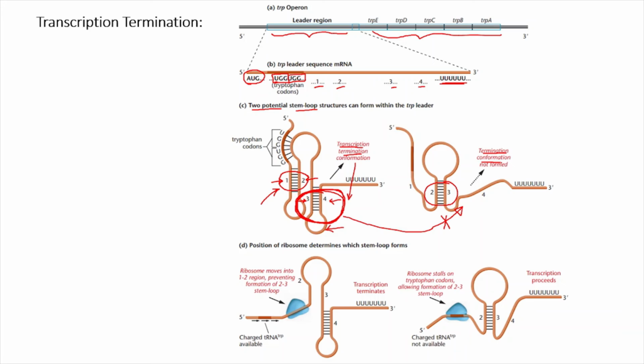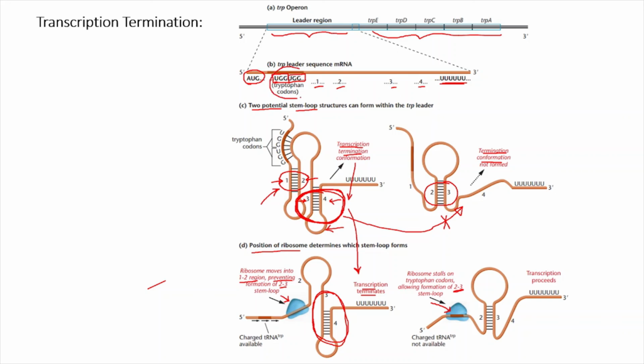Another factor that affects transcription termination is the position of the ribosome. If the ribosome sits on the region between 1 and 2, this prevents the formation of the stem loop structure within 2 and 3. As a result, what happens? The 3 and 4 stem loop structure forms. So a stem loop structure forms within the region 3 and 4, and just as I have already explained, this brings about the transcription termination.